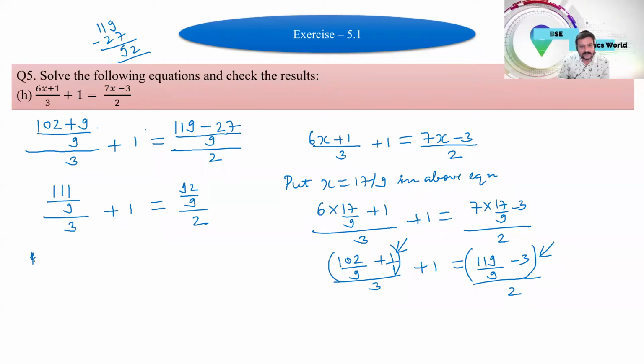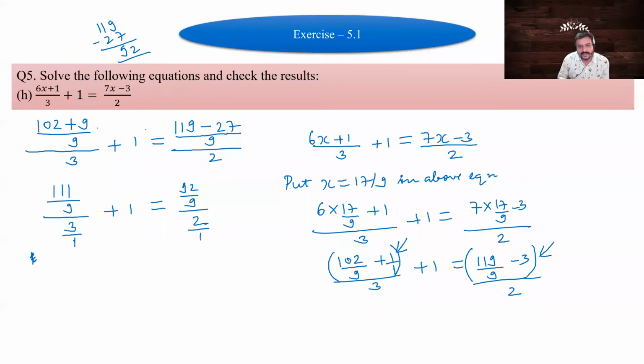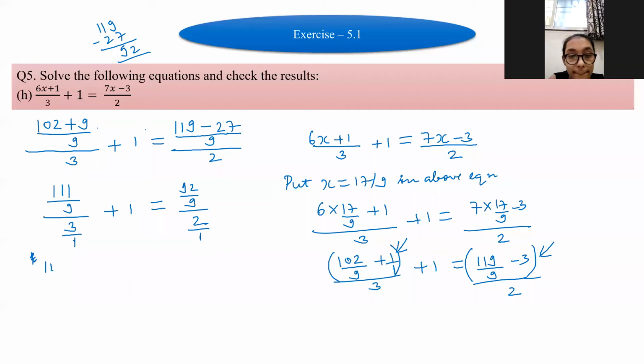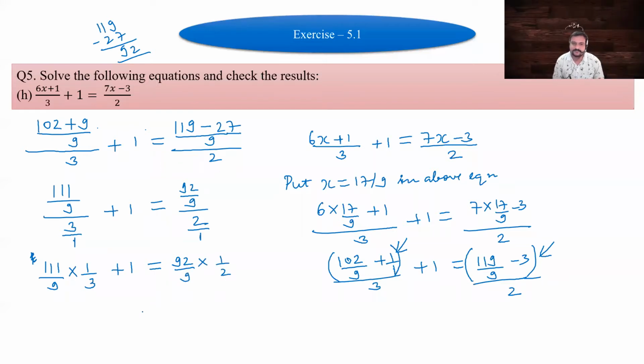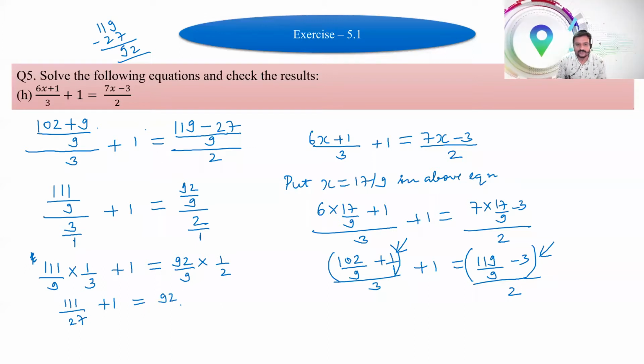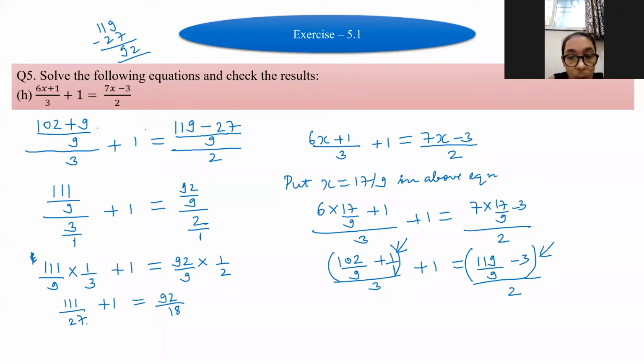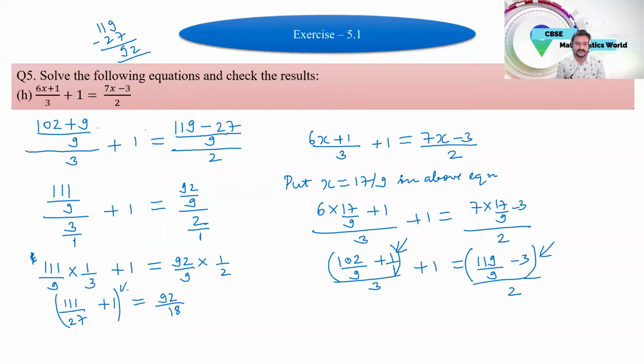Palak, tell me, here under 3 there is nothing, so I can take 1 there, and here under 2 there is nothing, so I can take 1 there, yes or no? Yes, sir. So 111/9 multiplied by 1/3 will come, plus 1, which is equal to 92/9 multiplied by 1/2 will come, by 2. So 111/27 plus 1 which is equal to 92/18. Do the cross multiplication here now.